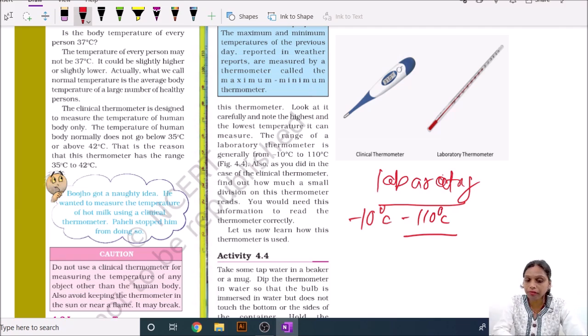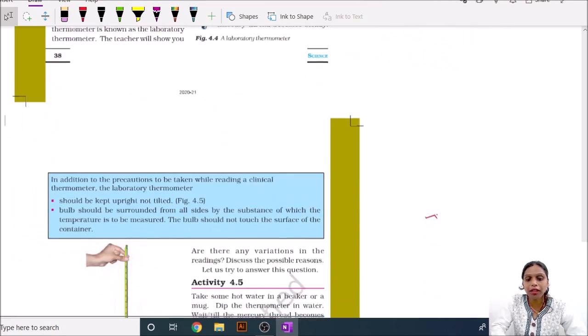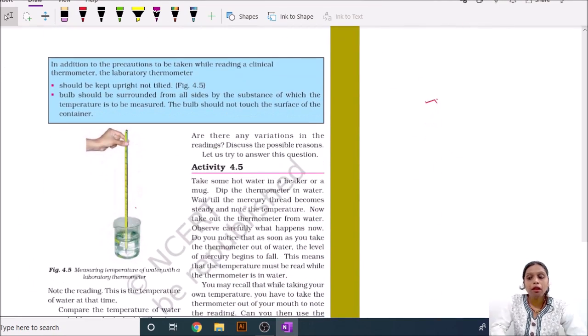Okay, then how will you find out any temperature? For example, when I am talking about water, how will you find out the water temperature at a time? For that you take a beaker and fill one third of the beaker with water, and after that you take a thermometer and put it into that.